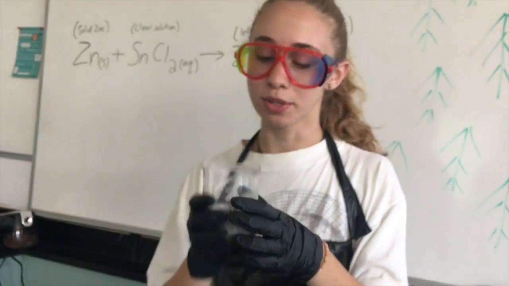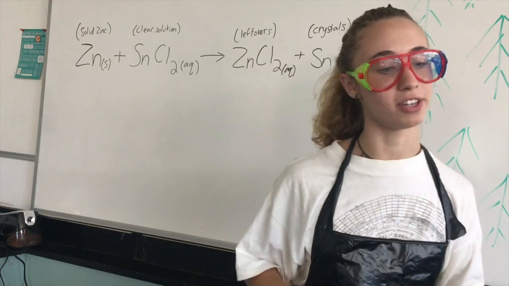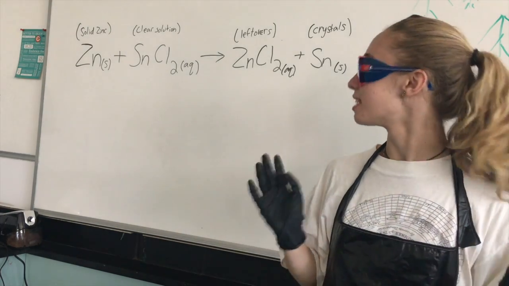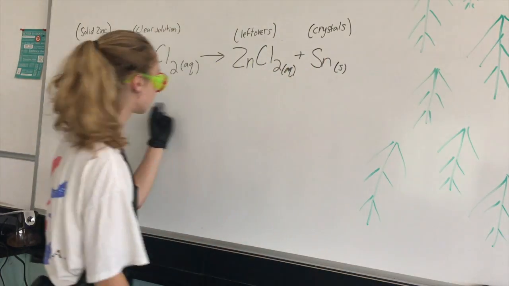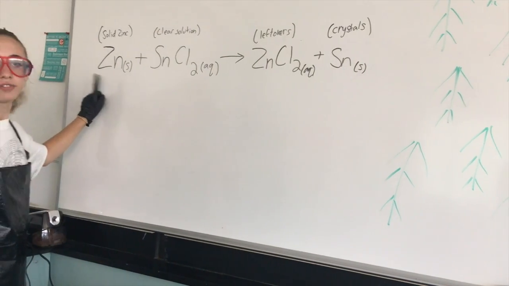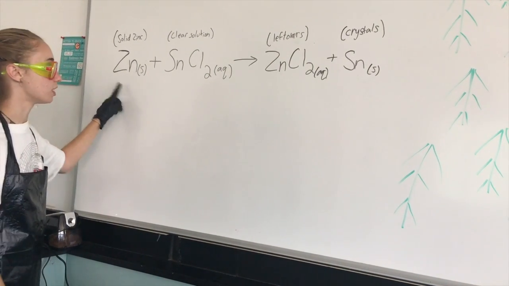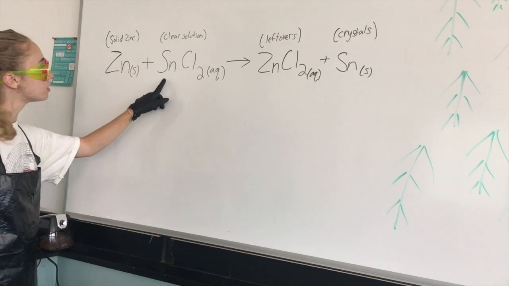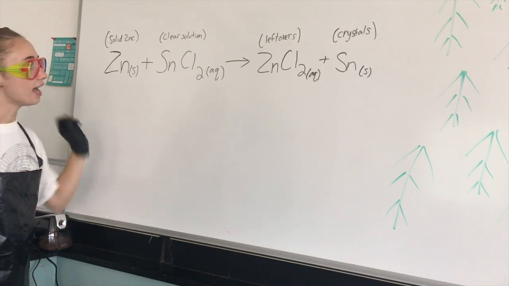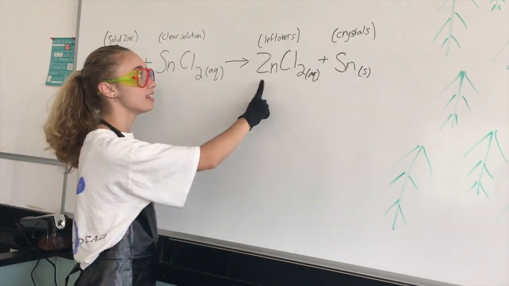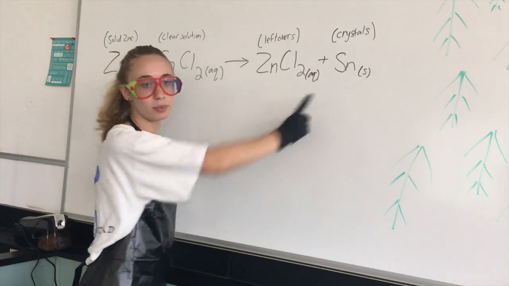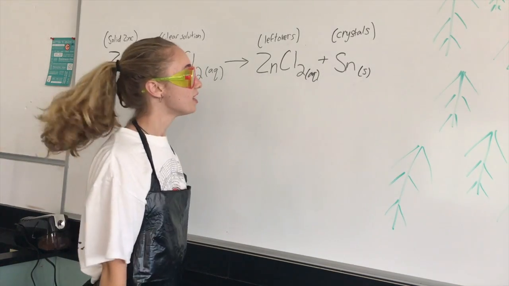As you can see, we have some beautiful tin crystals forming at the bottom of this beaker. That's the result from another single replacement reaction, which we have demonstrated up here. That's the reaction of our solid zinc, which we poured at the bottom of the beaker, reacting in our clear solution of tin 2 chloride. And the zinc replaces the tin, forming zinc chloride and tin, which are the crystals we see at the bottom.